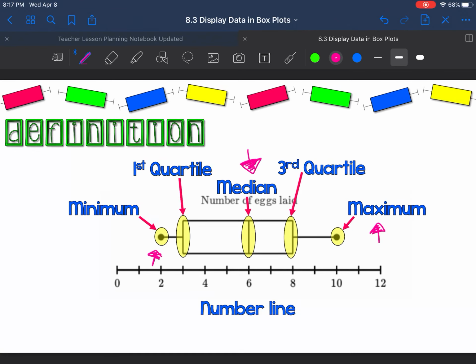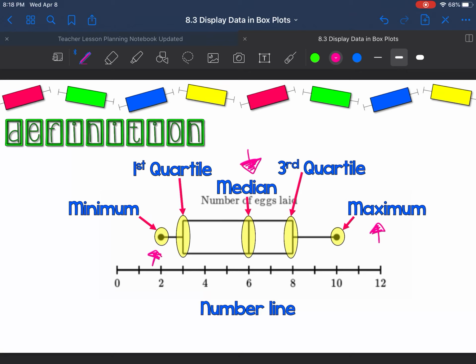I had a student earlier, shout out Mason, and I asked him what median reminded him of, and he said it reminds him of the median that's in the middle of the road. And he's so right. I love that example because the median is the middle.